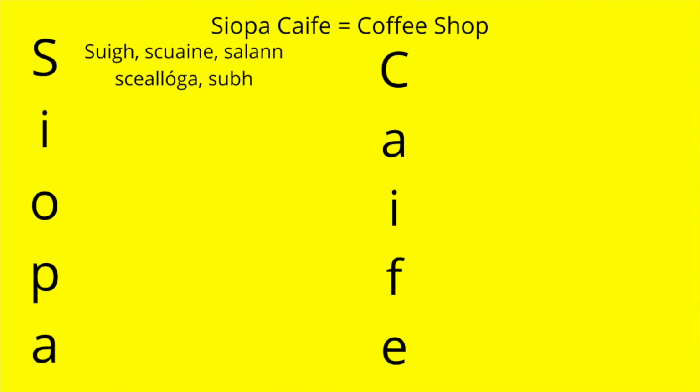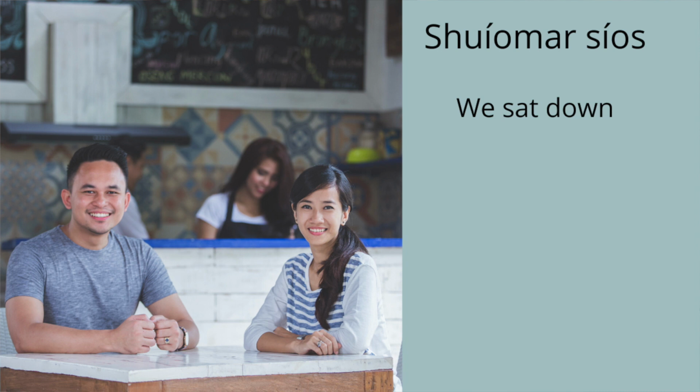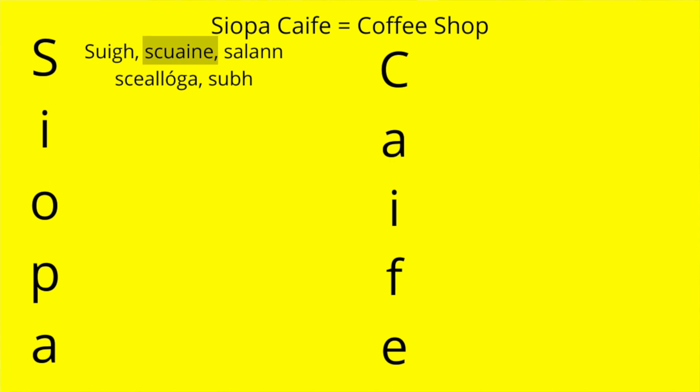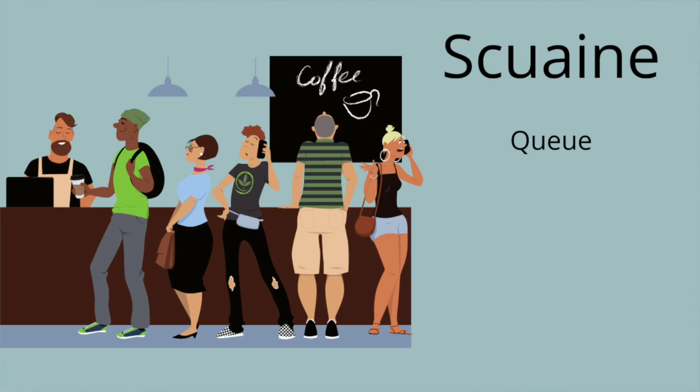S. Let's look at the verb sig, which means to sit. That could be a useful verb to use in a coffee shop or a restaurant. Sig. Hiamer shias. We sat down. Skuana means a queue. So you could be waiting in a queue at the coffee shop or at the restaurants.